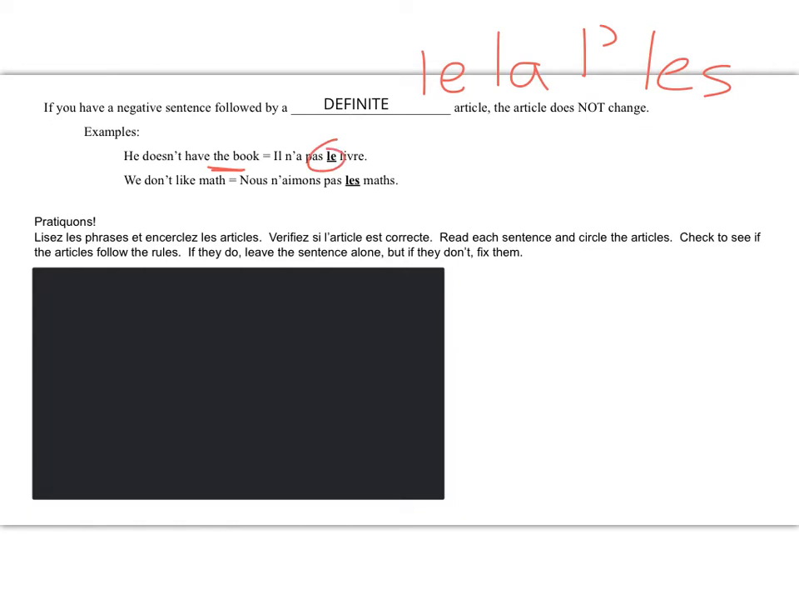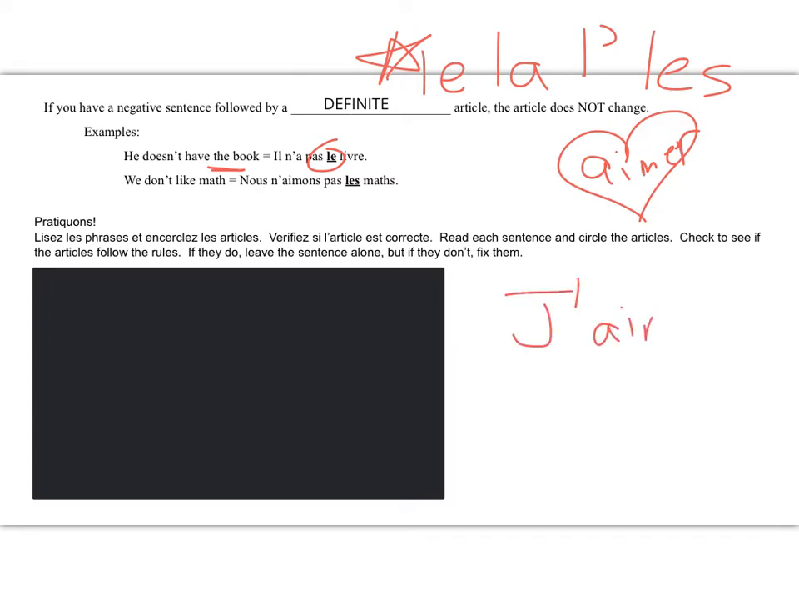Which is also why it makes sense that when we talk about likes and dislikes with aimer, this rule doesn't work. Because most of the time when you talk about likes and dislikes, you use le, la, and les anyway. For example, if you say, I like pencils, you would say, j'aime les crayons. Okay? So that's the same thing.